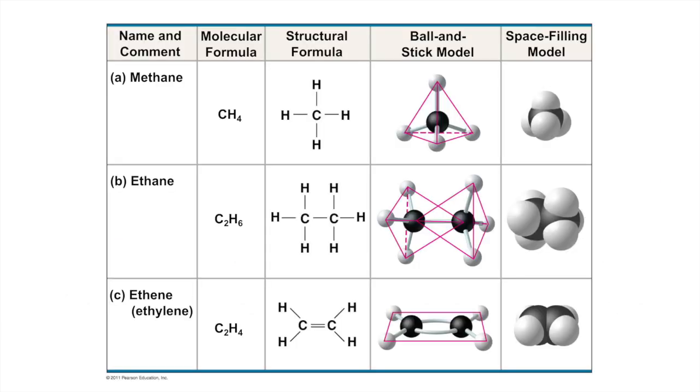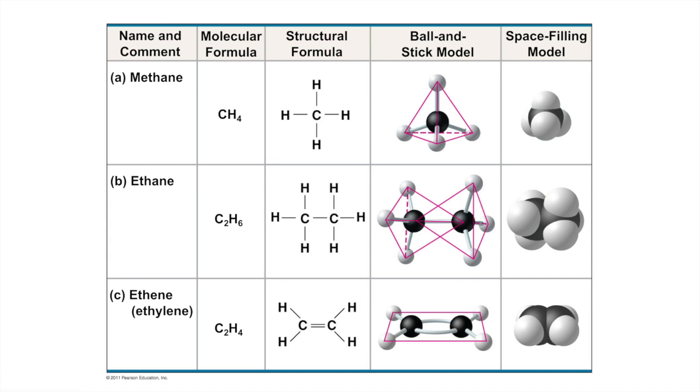If we look at the simplest carbon molecules containing only carbon and hydrogen, we can see that variability starts early on. In this table, we see 3 different simple hydrocarbons: methane, ethane, and ethylene. The molecular formula tells us how many atoms of each element are present in a molecule. That's over here on the left. The structural formula shows us the arrangement of the covalent bonds in 2 dimensions.